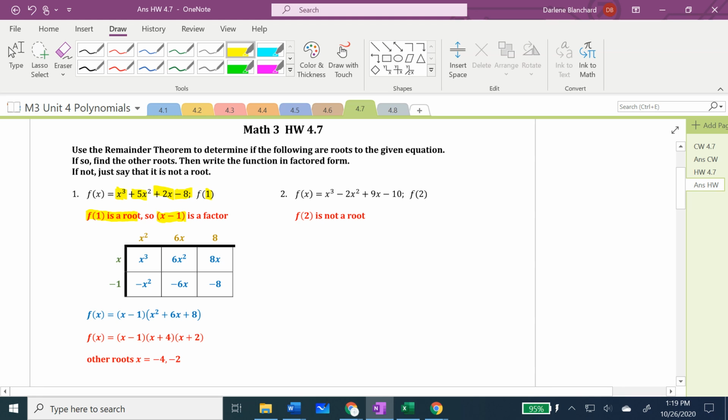Anytime you find roots, that tells you factors. X minus the root is a factor. Then if it is a factor, you're going to do division. And when you do division, you end up getting a quotient. And your job with these problems is to factor the quotient further so that you can find the other roots of that third degree polynomial.